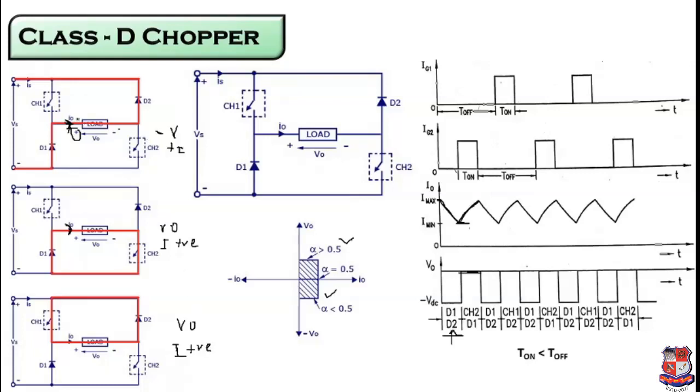So first these two will operate, then these two, then again these two, and again, so it is 1 2 1 3 1 2 1 3. In this way the sequence will operate. This is the switching pattern, and this circuit operation occurs when T on is less than T off.